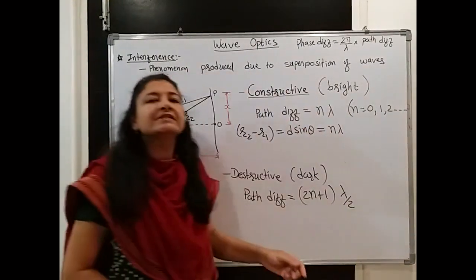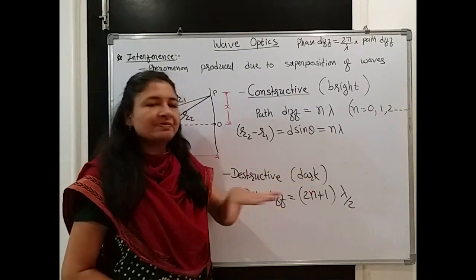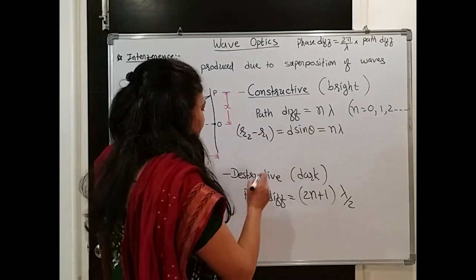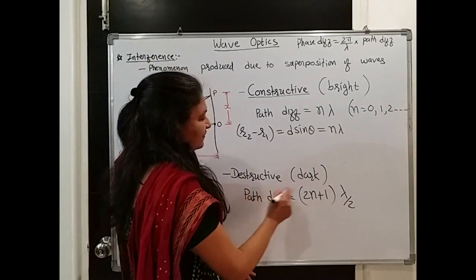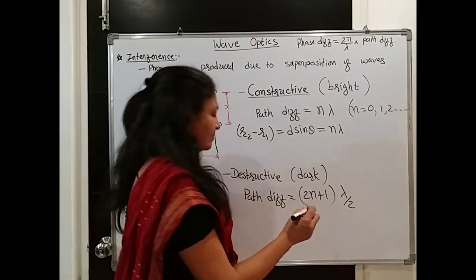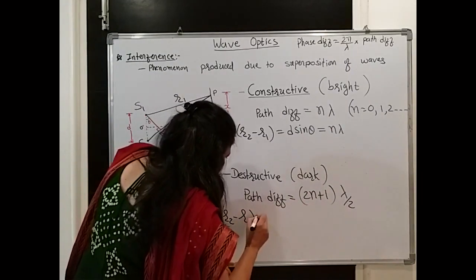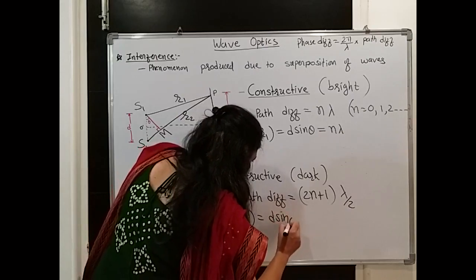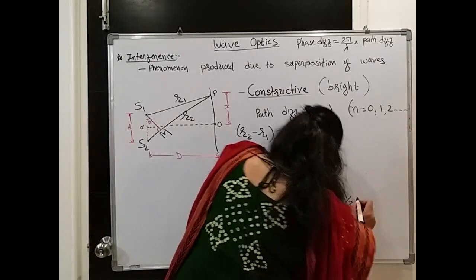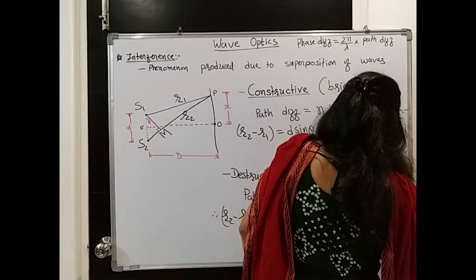Now we have to discuss destructive interference. In destructive interference, dark fringes will be obtained. That means there will be no light. So the condition for destructive interference is that the path difference is equal to (2n plus 1) into lambda by 2. So R2 minus R1, which is equal to d sine theta, is equal to (2n plus 1) into lambda by 2. Here also n equals 0, 1, 2, etc.